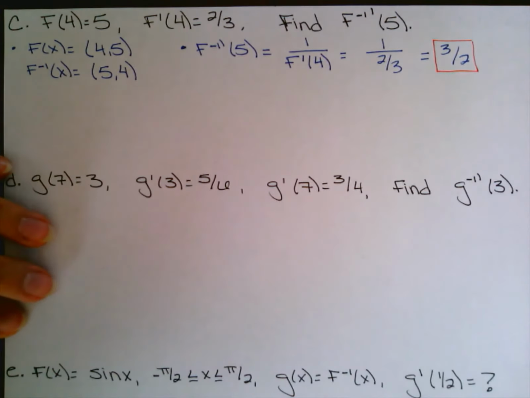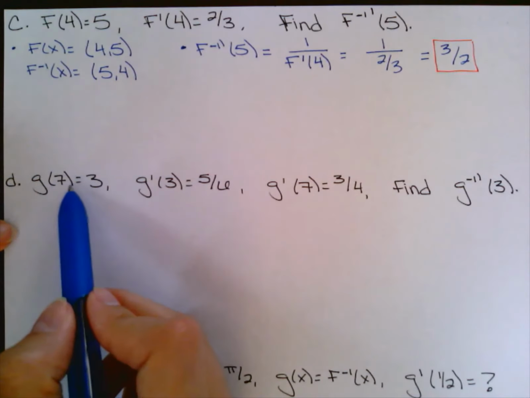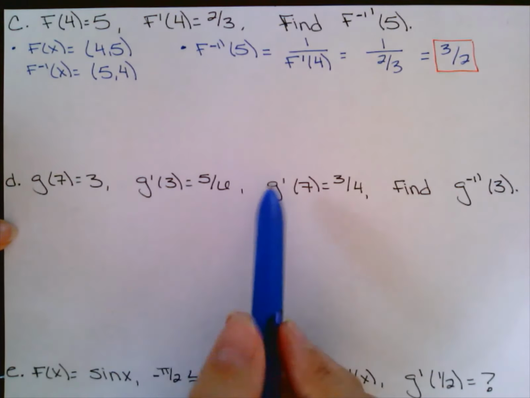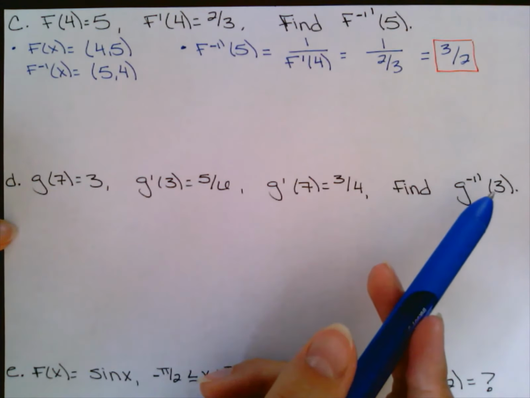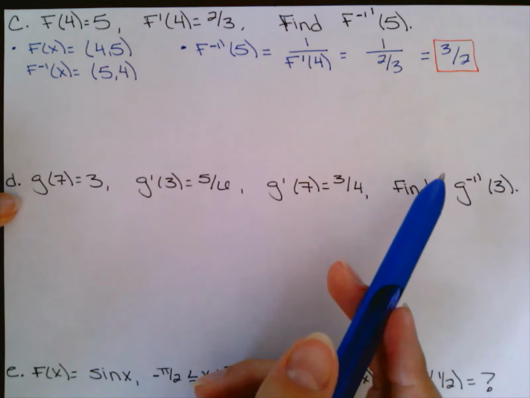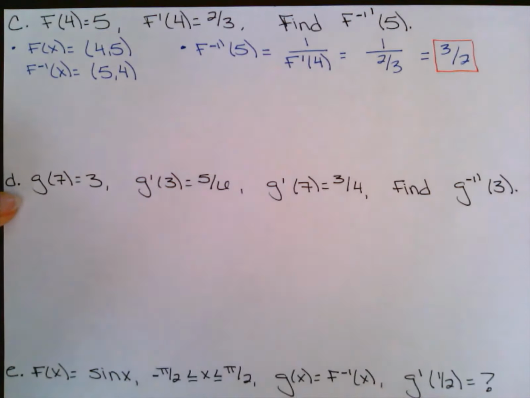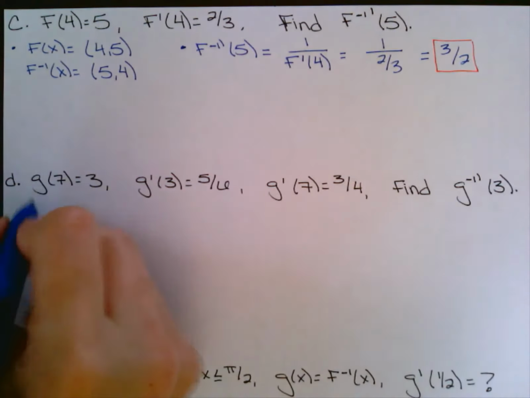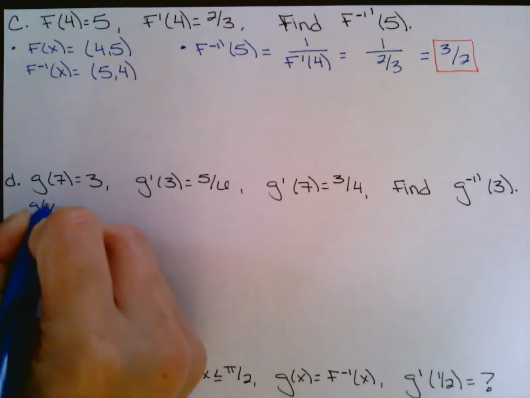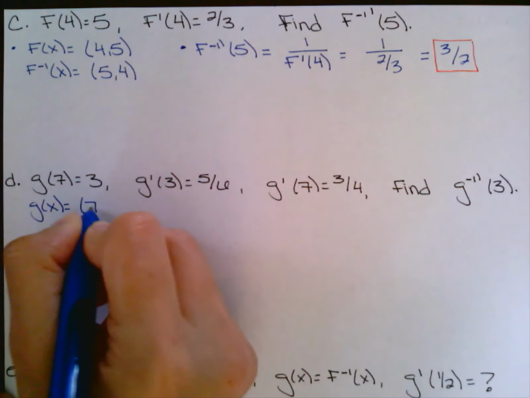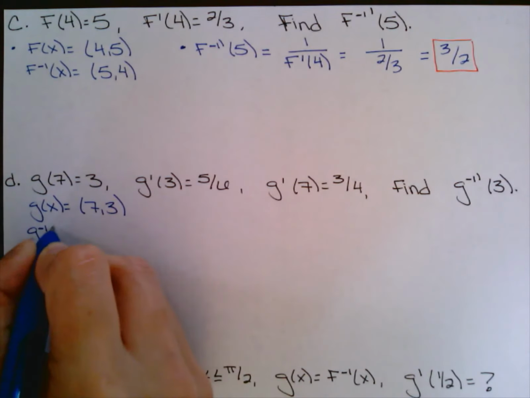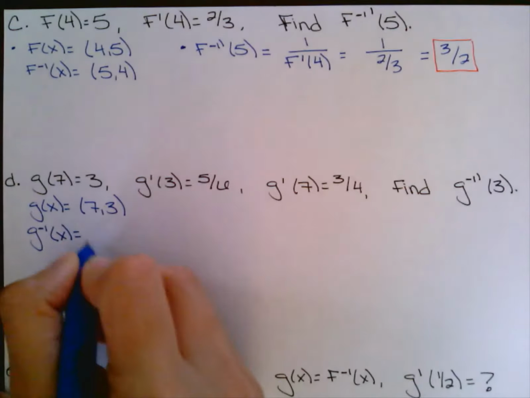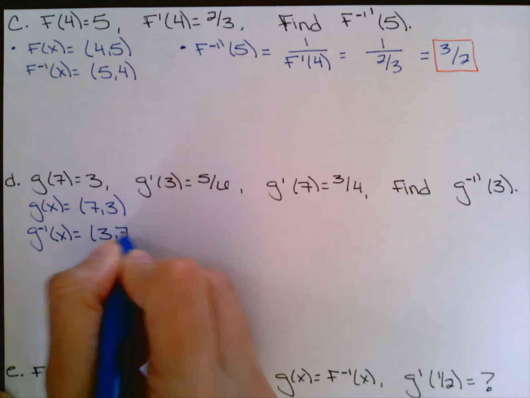Let's take a look at this next one. Okay? They started off by giving me what g of 7 is, g prime of 3, g prime of 7, and then they want me to find inverse of g at 3. So again, if you can fill out the ordered pairs and the derivative rule, you should be able to get enough information. So for g of x, my ordered pair is 7, 3, which means that my inverse function has an ordered pair of 3, 7.